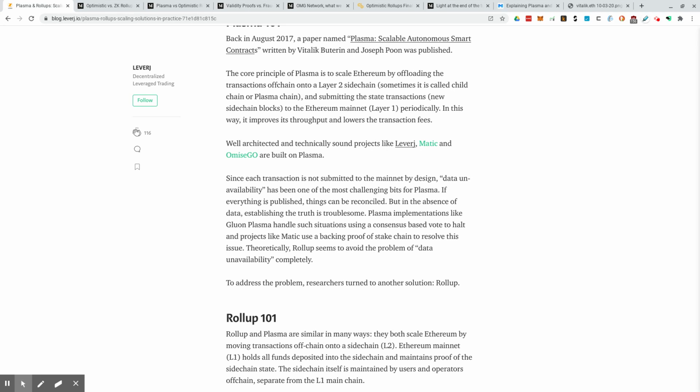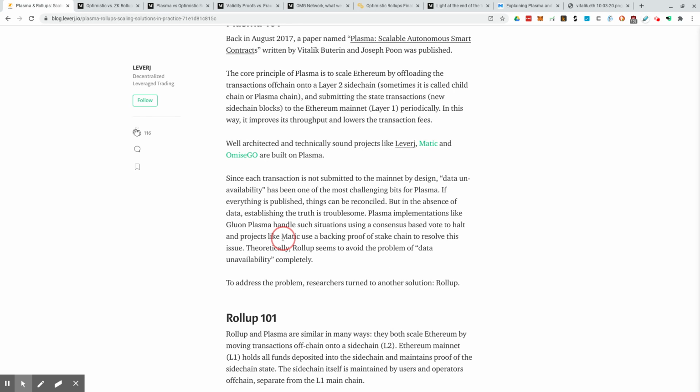Plasma implementations like Gluon Plasma handle such situations using a consensus-based vote to halt the project, and projects like Matic use a backing proof-of-stake chain to resolve this issue. Theoretically, rollup seems to avoid the problem of data unavailability completely. To address the problem, researchers turned to another solution, rollups.